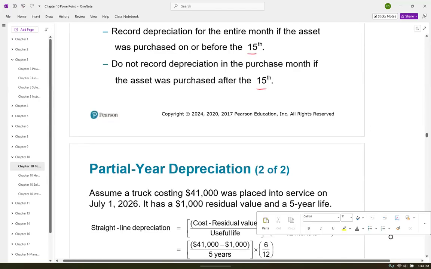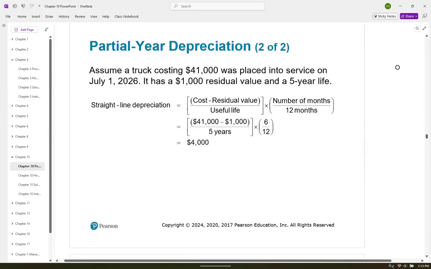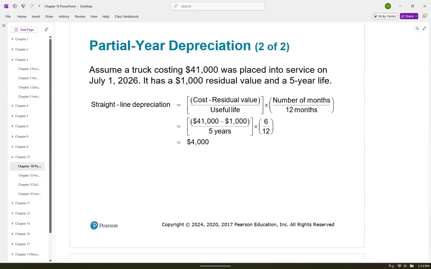Okay. Here, and now we are talking about financial reporting purposes, they give us this example. Assume the truck, this is the exact same one we did, had a cost of 41,000, residual value of 1,000, and a 5-year life. We know we've already calculated it, and we know that every year it's going to be calculated at $8,000. We don't really have to go through all of this calculation.